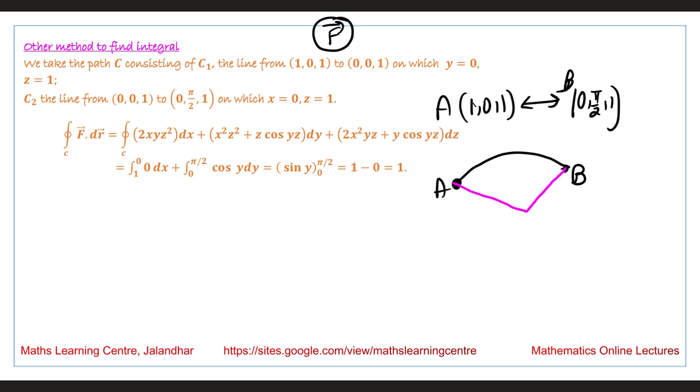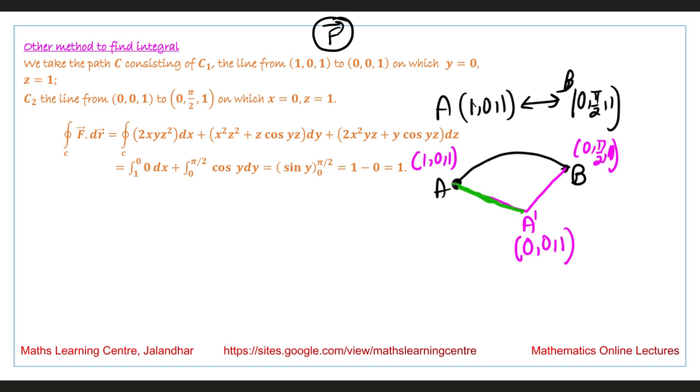We are moving from point, say, A to A dash and then A dash to B. This point A is 1, 0, 1, and this point B is 0, pi by 2 and 1. Now we are moving from point A to A dash, where A dash is the point 0, 0, 1, and we are moving along a straight line.